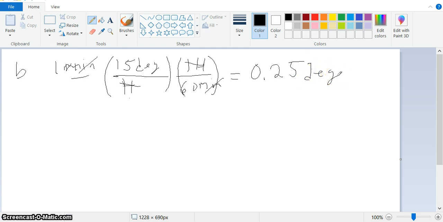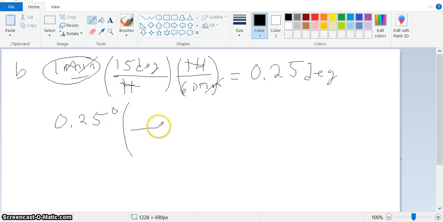All right, so now we can answer part B, right? So we know in 1 minute, remember, we're starting with 1 minute, this is the 1 minute that we're starting with, the moon moves 0.25 degrees. Now it'll make more sense to change that into arc minutes and also into arc seconds. All right, so we take our 0.25 degrees.